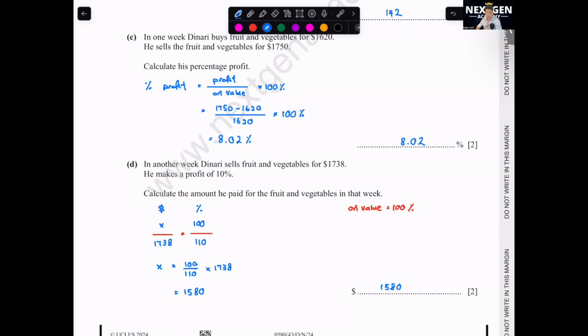Okay, different, right? You get 1564.2. Okay, it doesn't work that way, even though it may sound right in your head. Okay, that's the wrong calculation. You have to always use this as a guidance. Original value is equals to 100%.